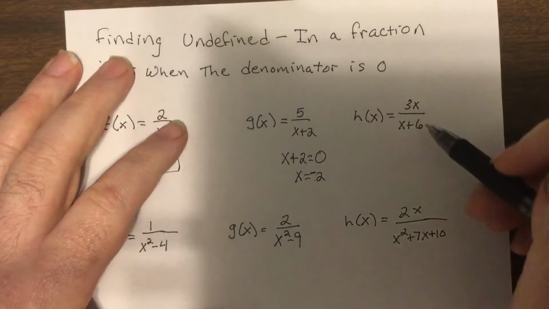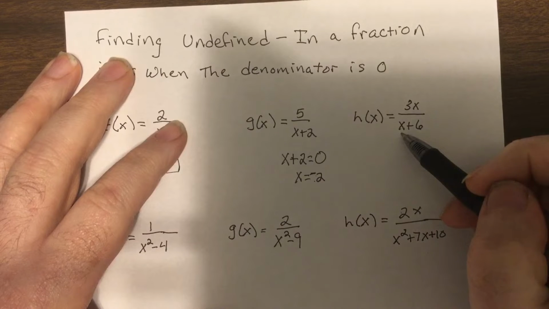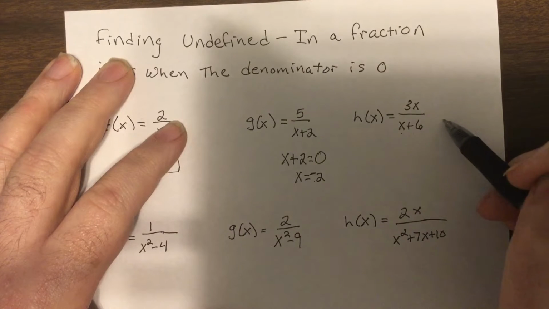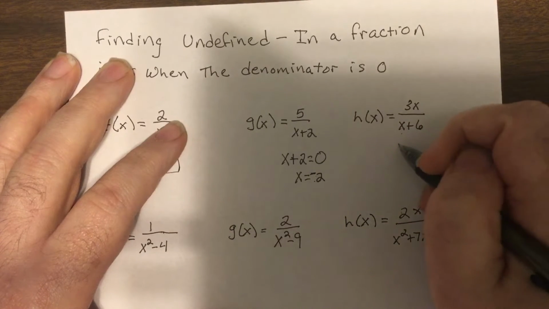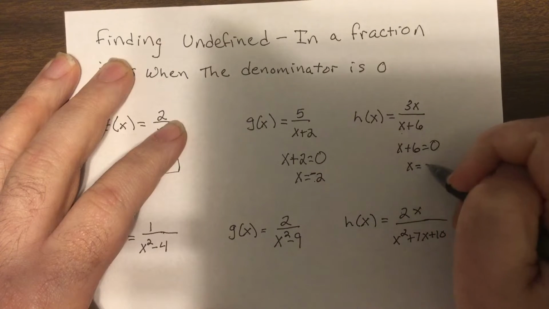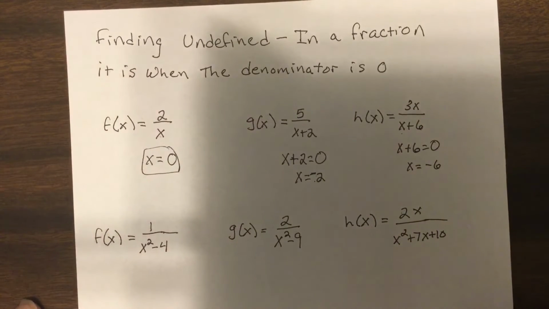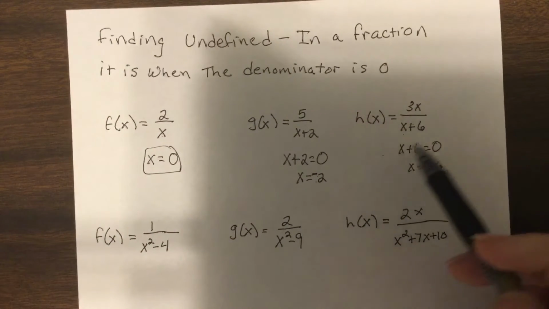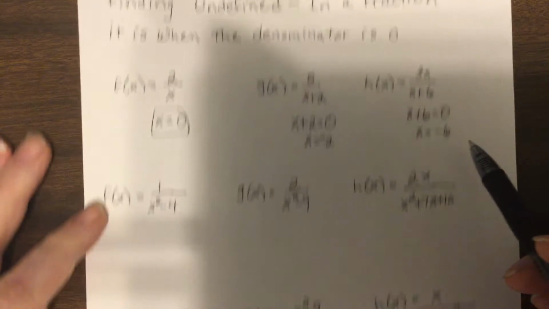Can't do it. So, what do you put in for x? Add it to 6 to get 0. What plus 6 is 0? Or just set it equal to 0 and solve it. So it'd be negative 6 for this problem that would be undefined.